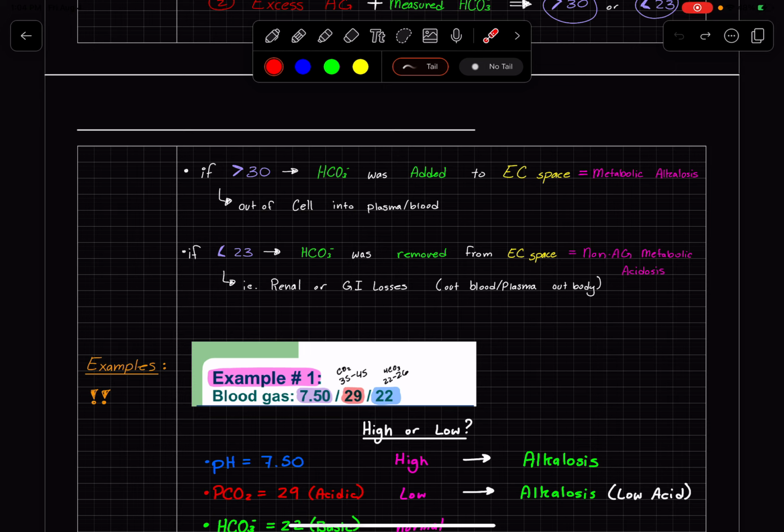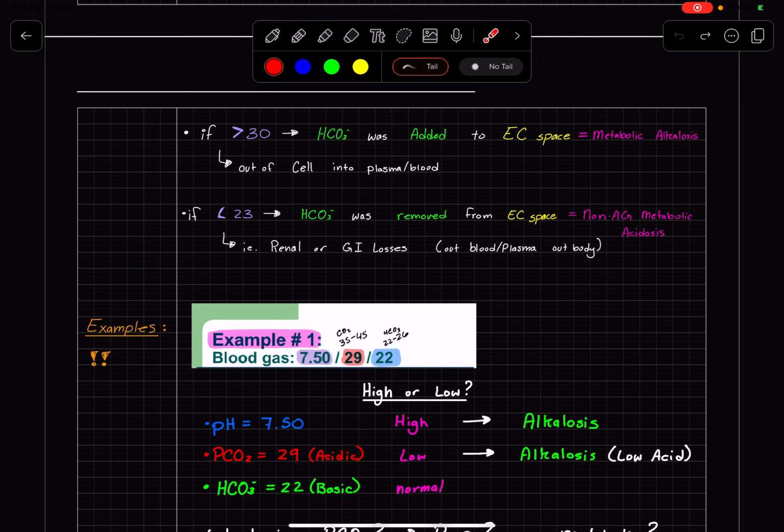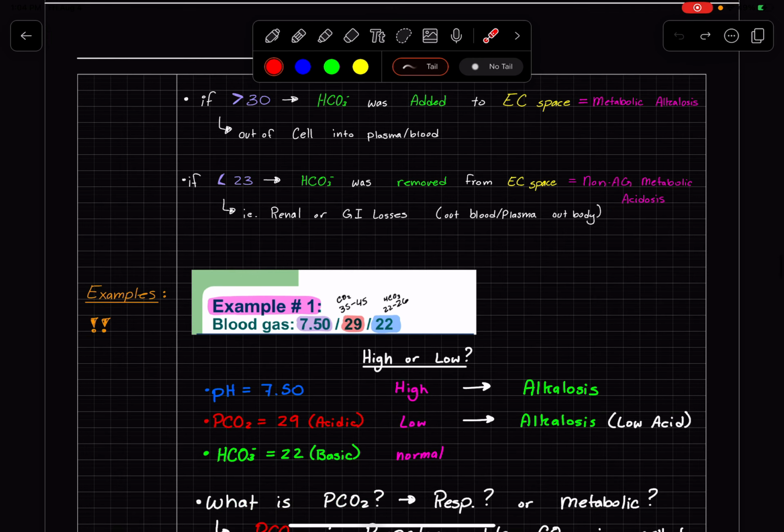Okay, so more than 30 of bicarb means bicarb was added to the blood essentially. So if it's added to the blood, that means there's more base, so metabolic alkalosis. I'm just re-explaining it again, just so it gets in there. And for less than 23, bicarb was removed from that extracellular space, removed from the blood and the plasma. So then you have less base, acidosis, just like I just said. The way this is going to happen for the 23 one is renal or GI losses, is what he put in his notes. He didn't put any examples for this one.